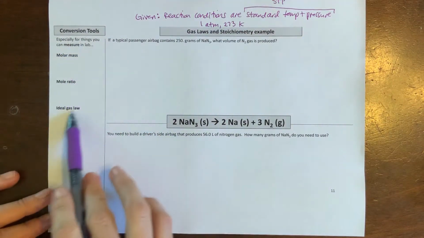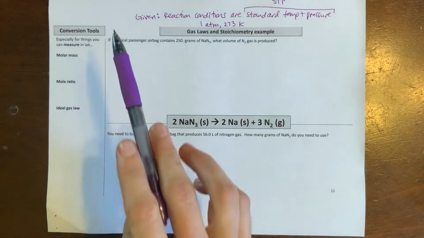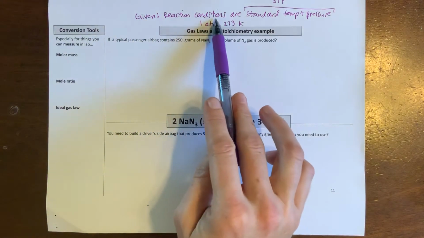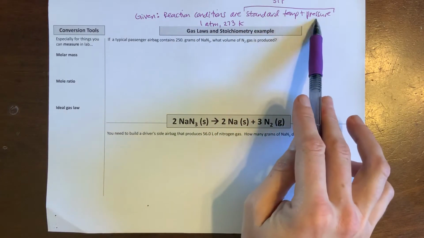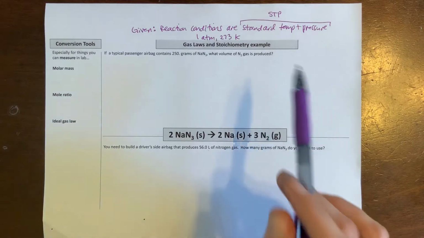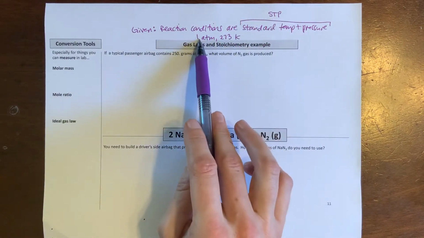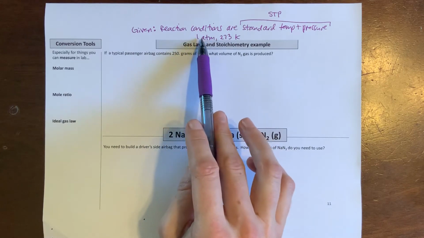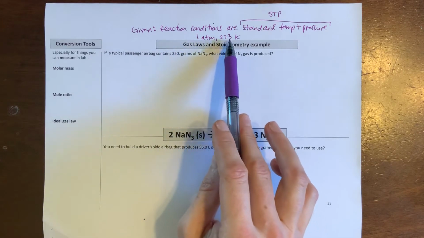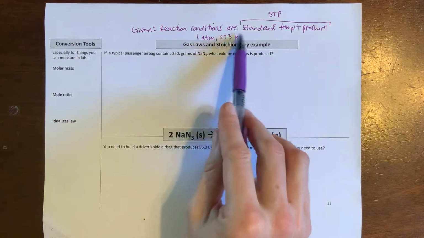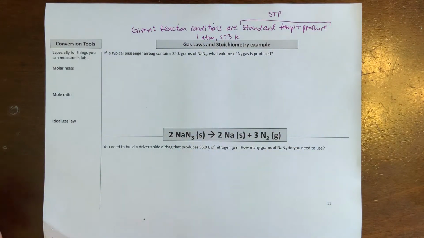So same conversion tools are available to us. Note that given in these problems should be the reaction conditions, which are standard temperature and pressure, or STP is how you'll see that abbreviated sometimes. And STP is 1 atmosphere and 273 Kelvin. So standard pressure at sea level, and then a temperature we never see, which is 0 degrees here in Long Beach. But 273 is considered our standard temperature.